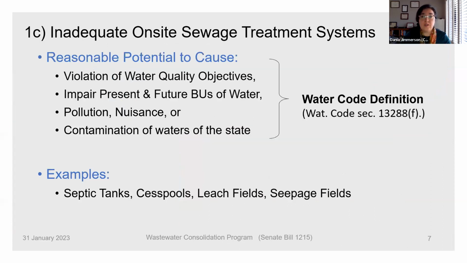And that definition is actually defined in the water code. So, and this is the definition. And here I'm listing some examples of what constitutes an on-site sewage treatment system, such as septic tanks, cesspools, leach fields, seepage fields. We deal primarily in Region 5 with septic tanks. But Region 6, Region 4, Los Angeles region, they deal a lot with cesspools. So it just depends on where you are.